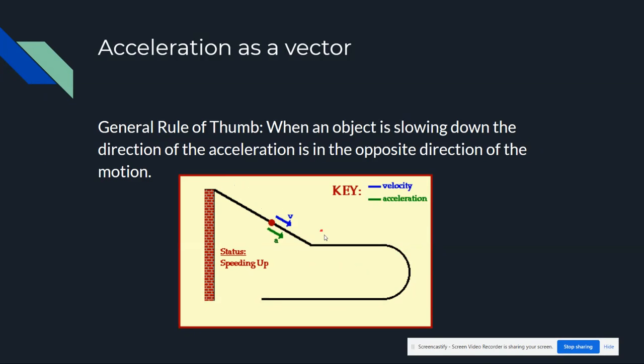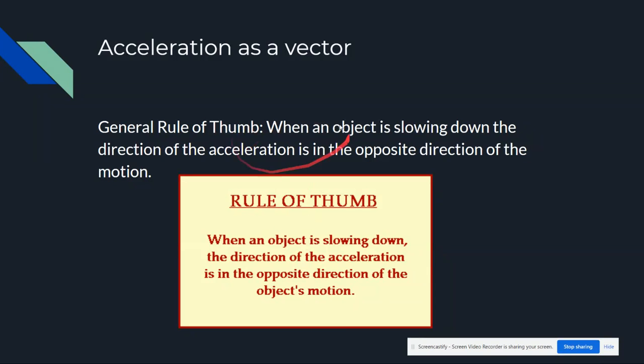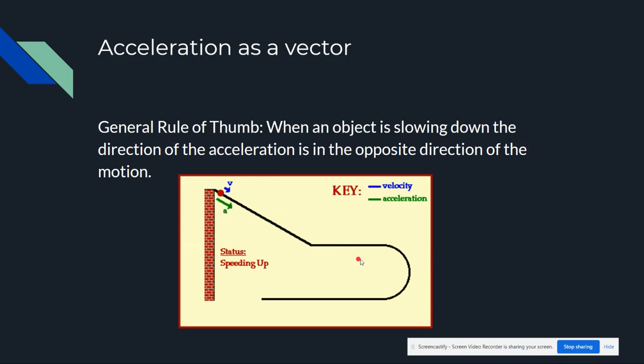When it's slowing down, though, the velocity is still going to the right, but the acceleration is going back to the left. Here the velocity is going left, and the acceleration is going back to the right. Because it's negatively accelerating, the object's actually accelerating in the opposite direction because it's slowing down.